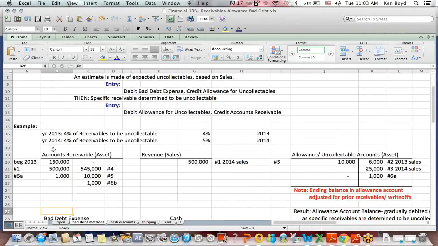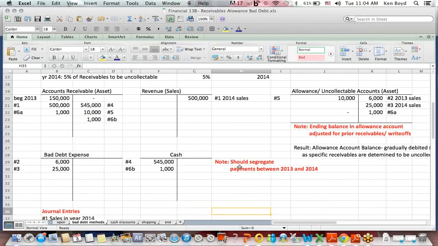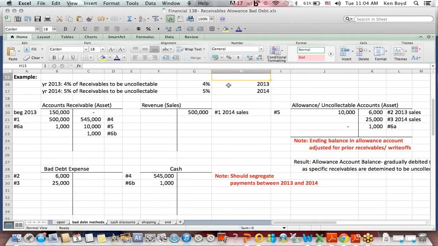In the example I have here, let's assume that 4% of the 2013 receivables won't be collected, and 5% of the 2014 receivables won't be collected. I'm making a correction here from what I said a moment ago. As I like to do, I have T accounts here, and then I have explanations below. The first journal entry is sales in the year of 2014. You'll also see that we have an accounts receivable beginning balance of $150,000.